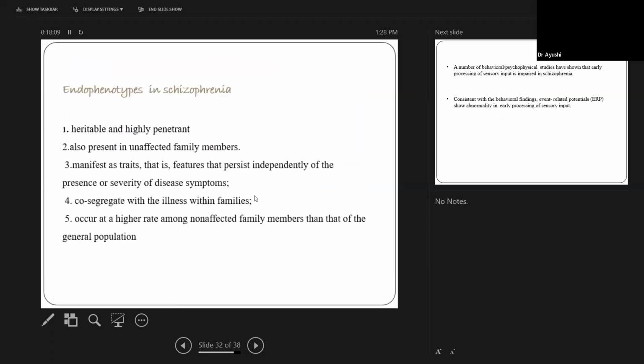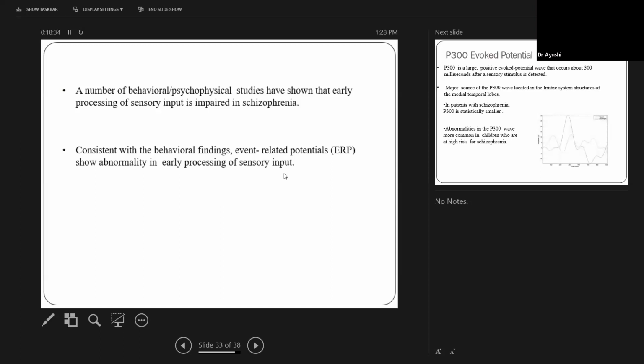Now, the endophenotypes in schizophrenia. Endophenotypes are heritable and highly penetrant traits, also present in unaffected family members. They manifest as traits, that is, features that persist independently of the presence or absence of disease, co-segregate with the illness within families, and occur at a higher rate among non-affected family members than in the general population. A number of behavioral and physical studies have shown that early processing of sensory input is impaired in schizophrenia. Consistent with the behavioral findings, event-related potentials, that is ERP, show abnormality in early processing of sensory input.